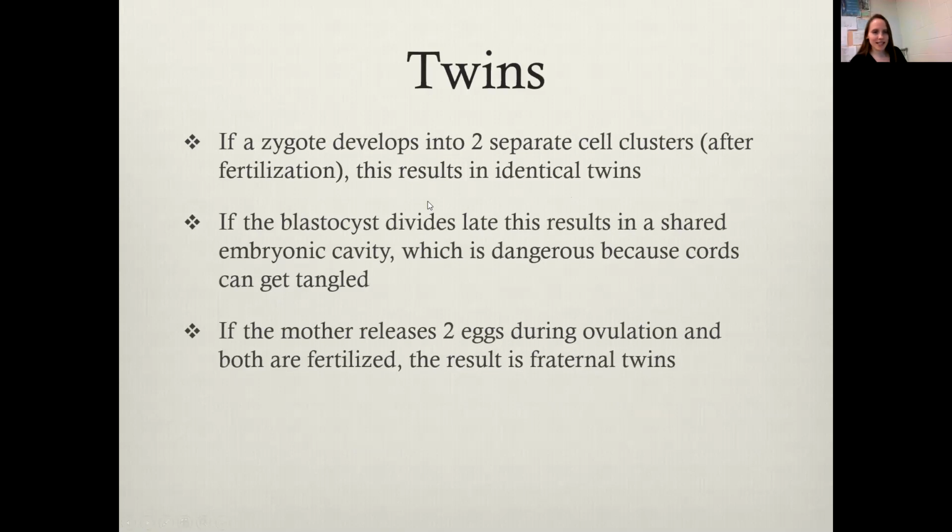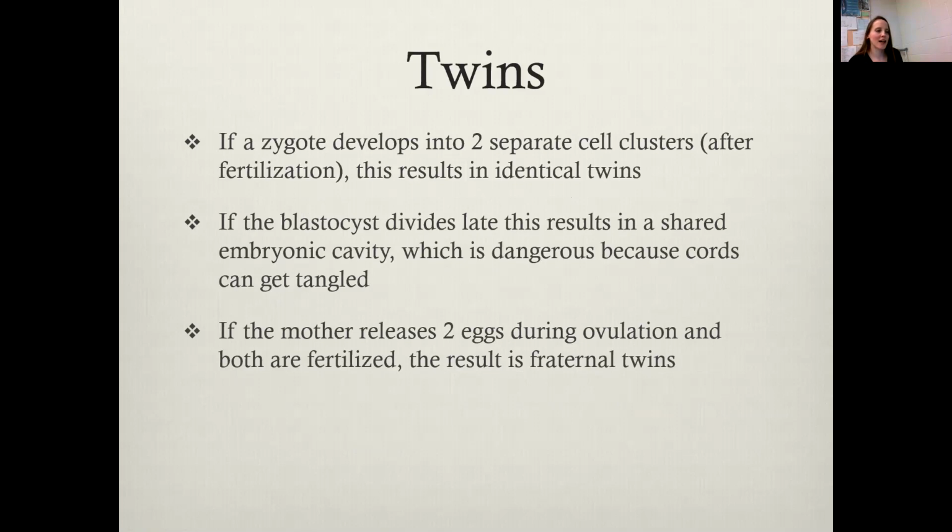Okay, and then twins is kind of a unique situation. There's a couple different ways that you can have twins develop. If a zygote, so a fertilized egg, separates into 2 separate cell clusters, that's going to result in identical twins because both of those cell clusters were made from the same egg and same sperm and therefore have the exact same DNA.